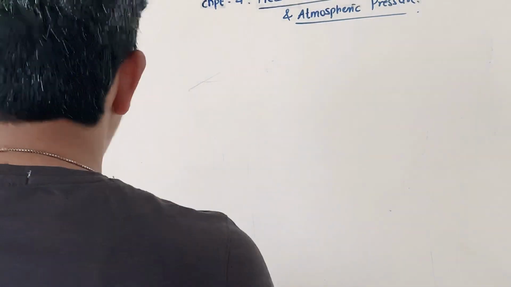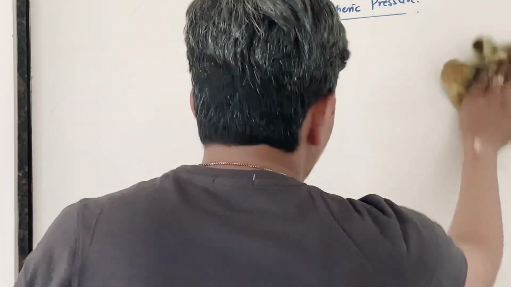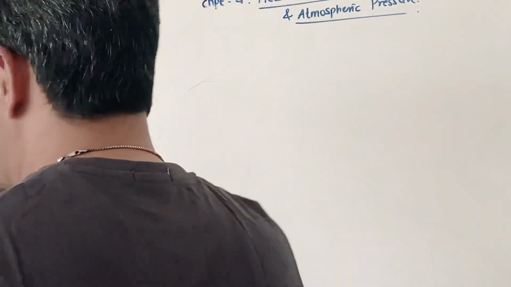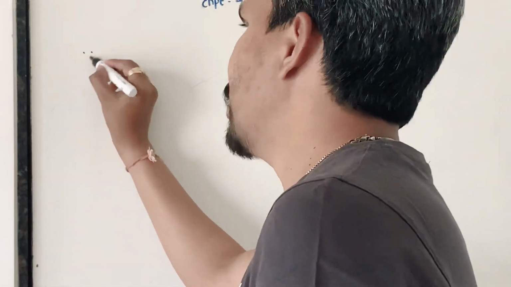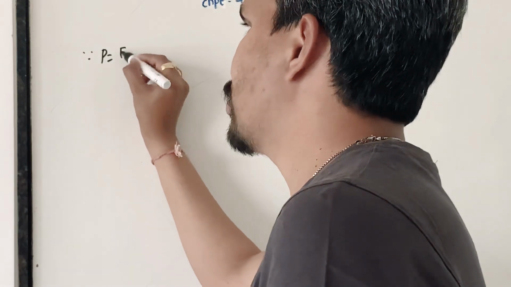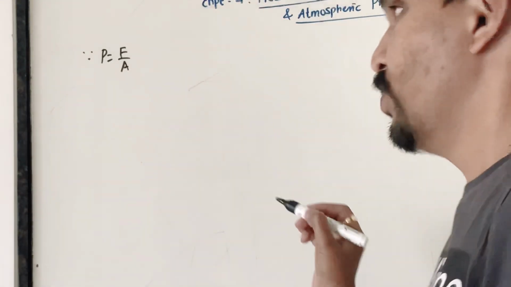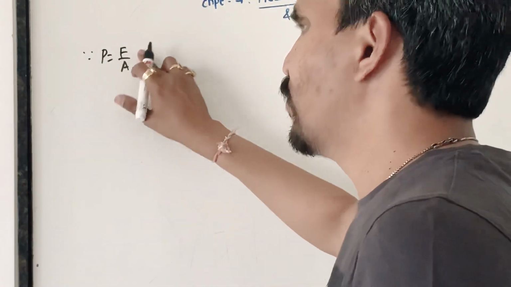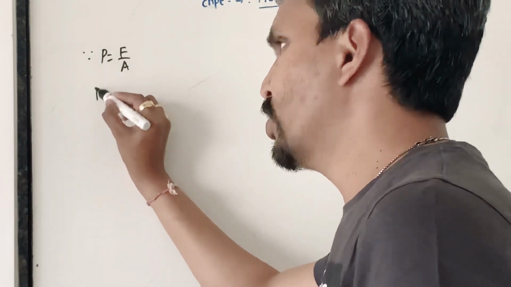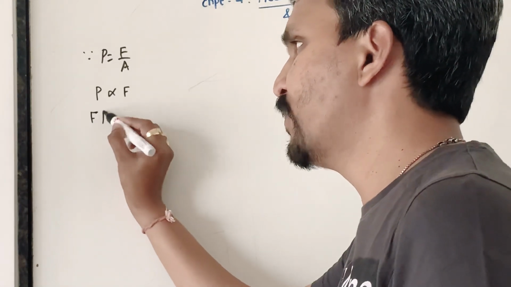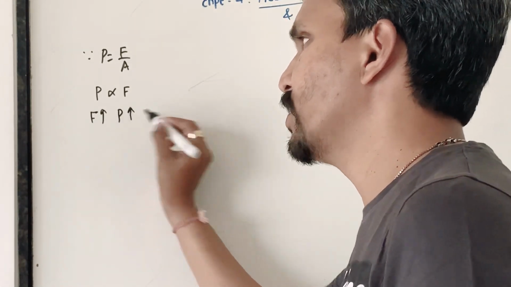The next part is what pressure depends on. There are two important terms: one is pressure and the second is pressure due to liquid column. Over here, pressure is equal to force upon area, that is thrust upon area, to be more precise. In normal words, we write pressure is equal to force upon area. So pressure is directly proportional to force. If I increase the force, pressure will also increase.